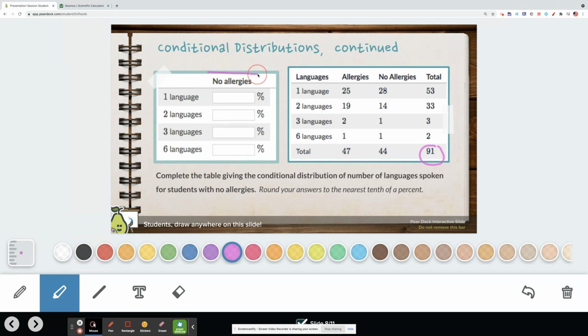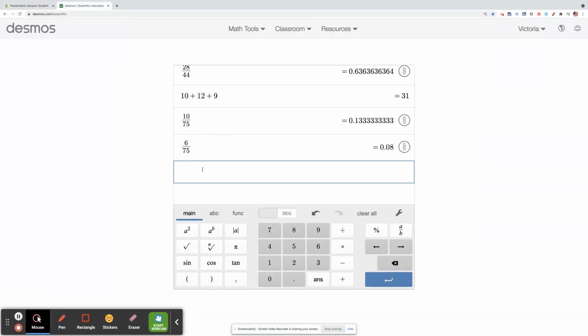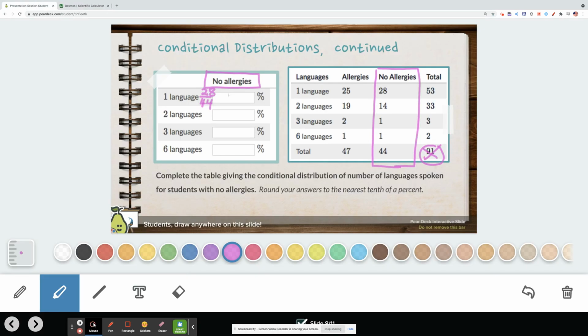And over here, I need to complete this relative frequency information regarding no allergies. So 91 is not going to be my whole. This is the column I'm interested in, no allergies. 44 is my whole. And the conditional distribution is of those 44, 28 of those people speak one language. So I do 28 over 44, looks like 63.6%.